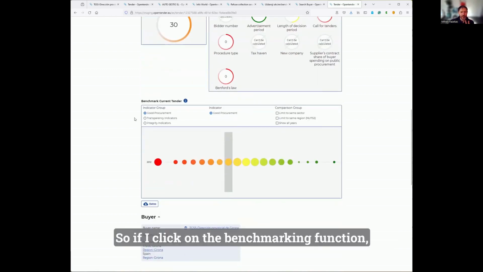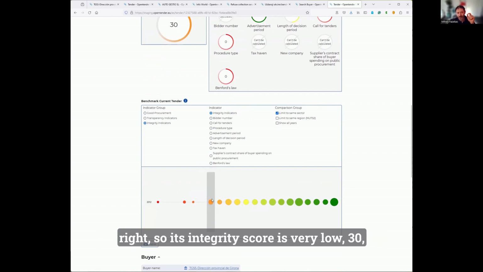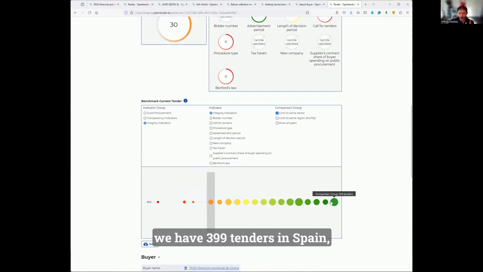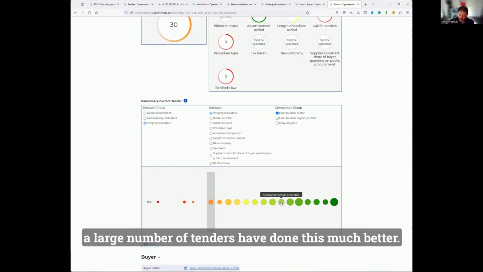So if I click on the benchmarking function, that's very important. I can click on indicators in terms of integrity indicators, and having the integrity indicators in the same sector, so cleaning services, you see that this contract performs very poorly, right? So its integrity score is very low, 30, right? And then a large number of tenders, we have 399 tenders in Spain, which have almost perfect, like really no risk whatsoever. But even having here kind of light green, large number of tenders have done this much better.